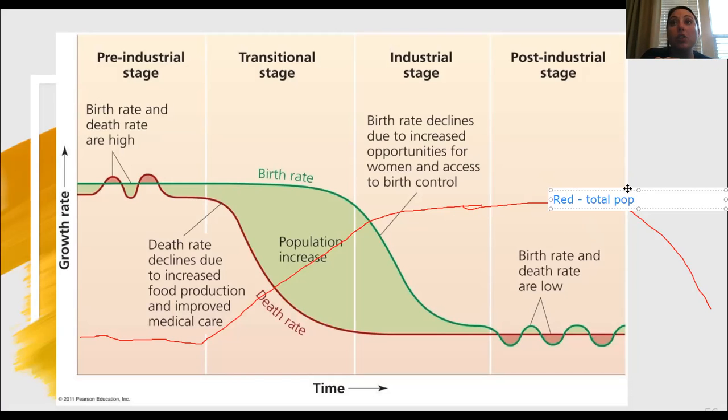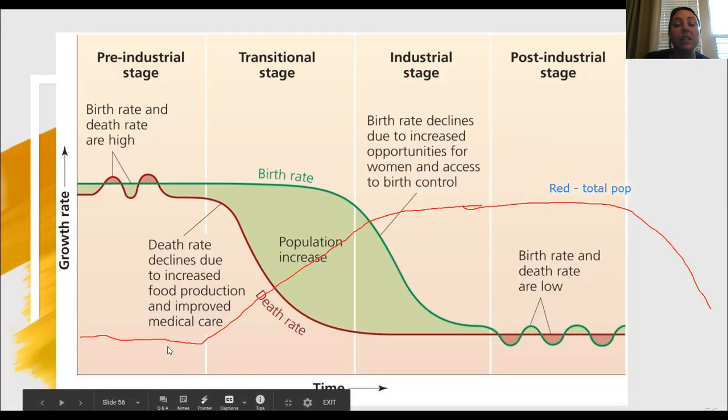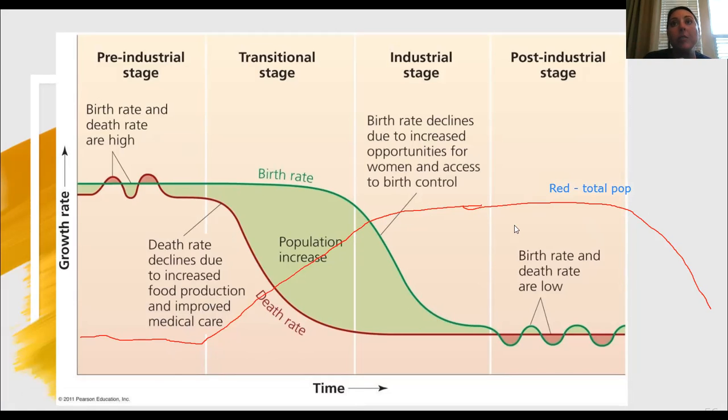And so I would screenshot this and I would put this in your notes. You need to know this, okay? And you need to know this total population red line. So again, total population is relatively low here because birth rates and death rates are both high. But as the death rate falls, the birth rate begins to increase. And then we see that it ultimately starts to even out as the death rate falls. And then it's relatively even here.